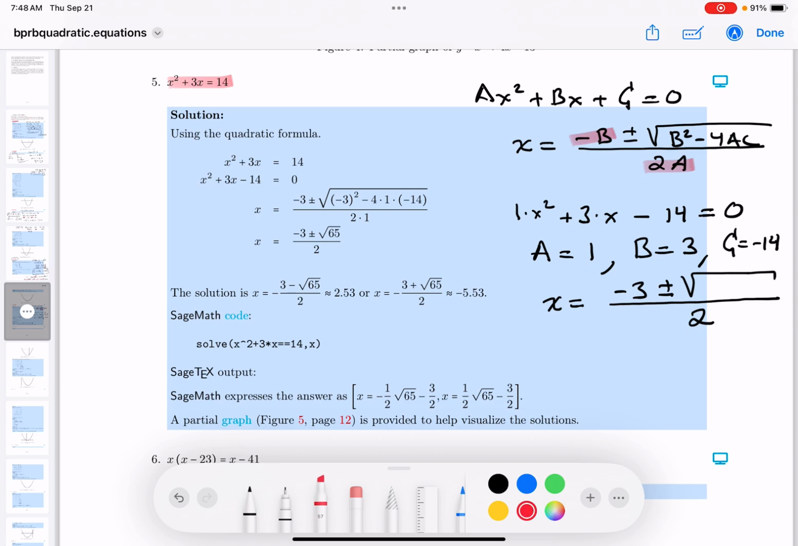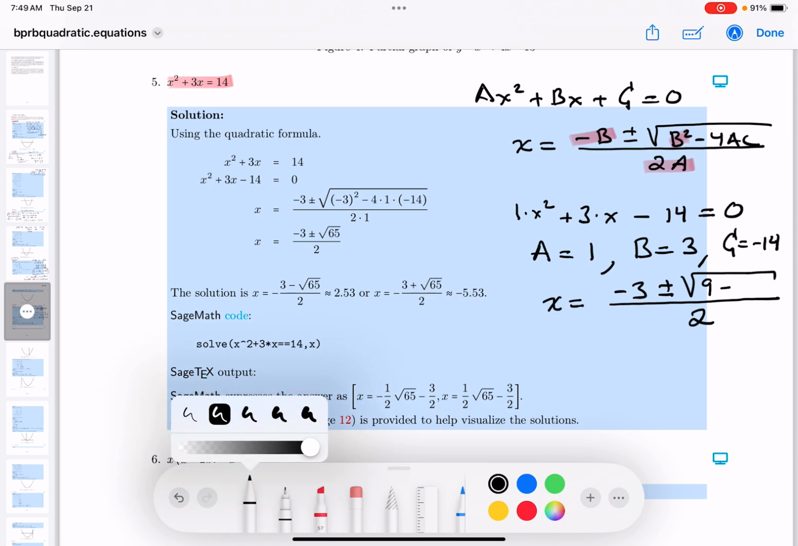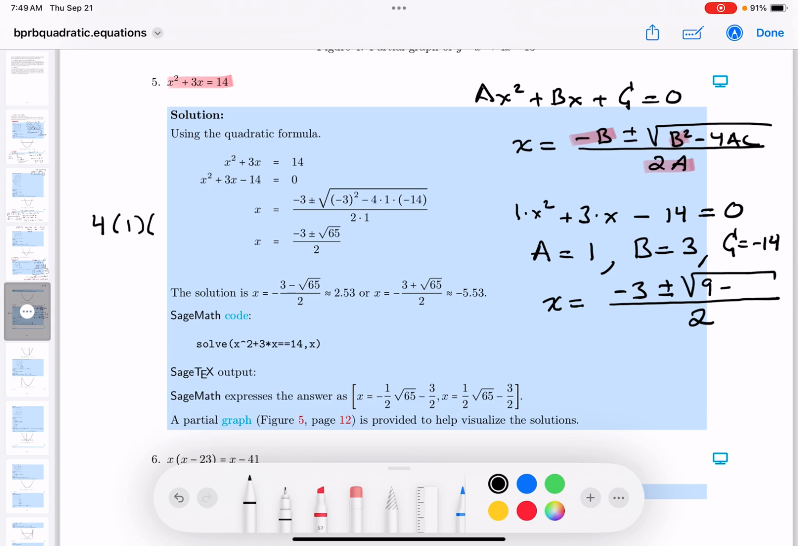Well, the first thing that goes there is the b squared. What's b when squared? It's simply the number 9. Then it's going to be minus. I want to write this down on the side. It's 4 times the a. What's the a? The a is 1, times the c, which is minus 14. All right? So I'm going to do that.